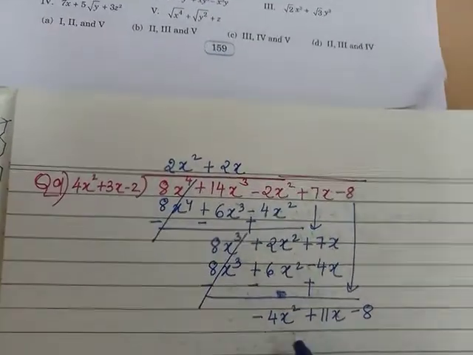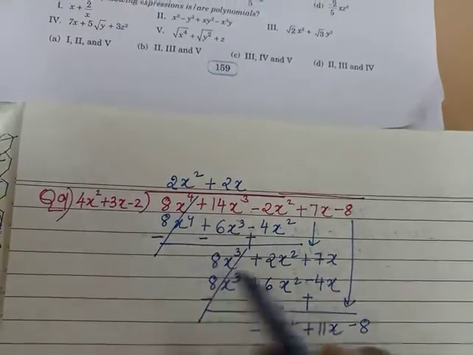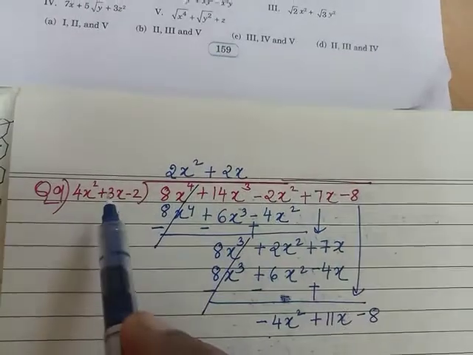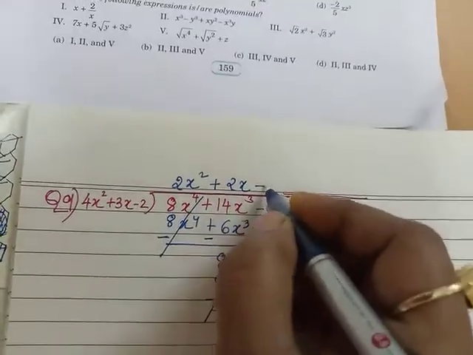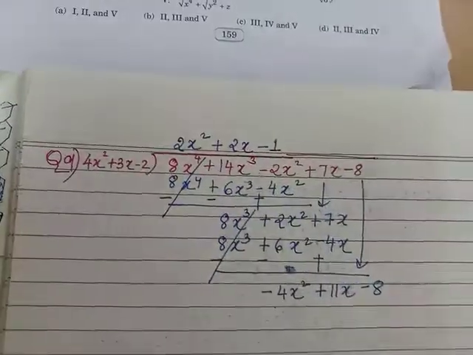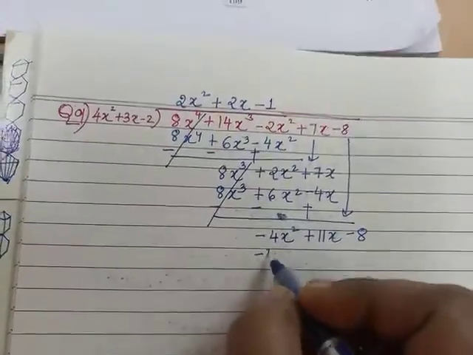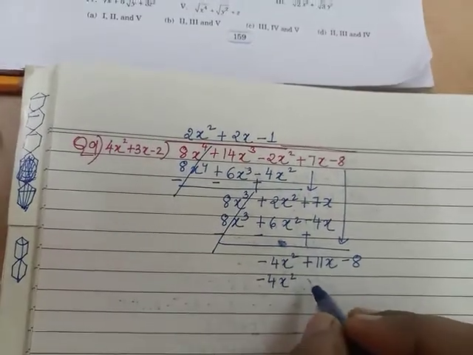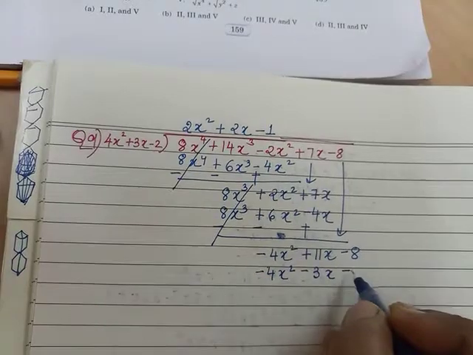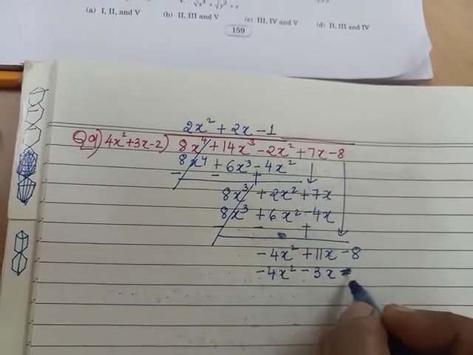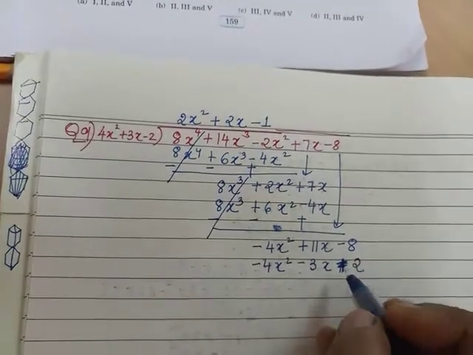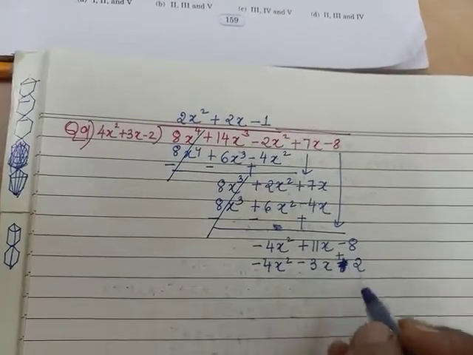Now to eliminate minus 4x square, we are going to multiply it with 4x square is already there, but in place of plus we need minus sign. So we multiply it with minus 1. We get minus 4x square. When multiplied with plus 3x, it will give you minus 3x, and plus 2. Minus will give you plus 2. This is plus sign, children.